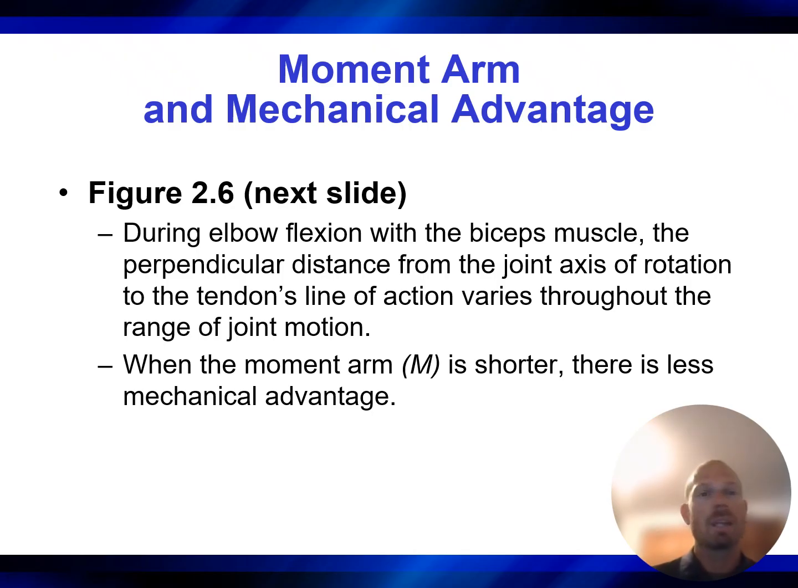Mechanical leverage is dynamic, not static. As a joint goes through a full range of motion, the perpendicular distance from the joint axis to the tendon's line of action continuously changes. When the moment arm shrinks, our mechanical advantage drops.